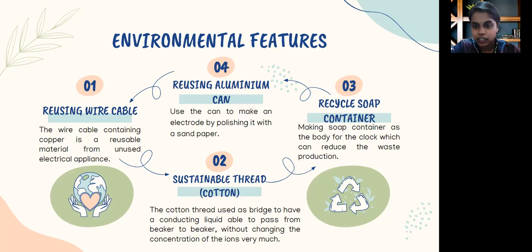Next is the recyclable soap container. Making the soap container the body of the clock can reduce waste production. And finally, reusing the aluminum can, which we use to make an electrode by polishing it with sandpaper.